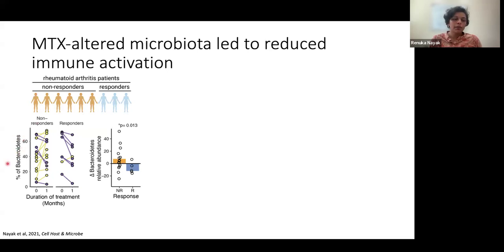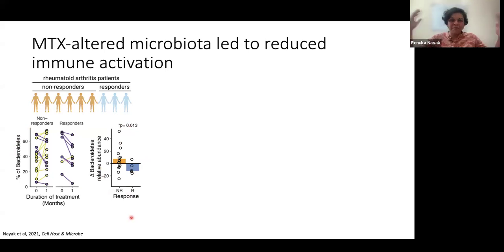changes. In particular, the Bacteroides phylum showed consistent changes among responders. Almost all of the responders in our study showed a decrease in Bacteroides, except for that one patient in yellow, whereas the non-responders were kind of all over the map. And that's shown slightly differently here. So now we're seeing that a change in Bacteroides relative abundance is associated with clinical response. And that was cool.